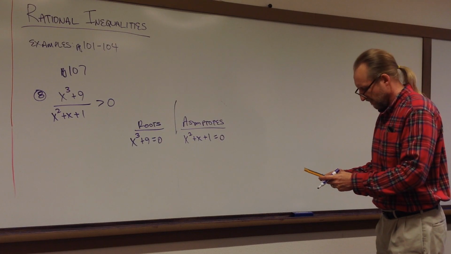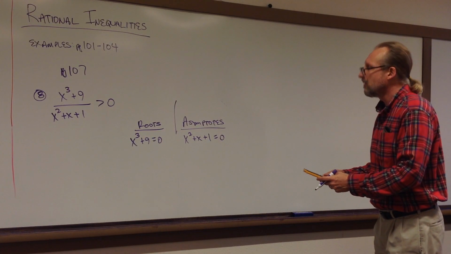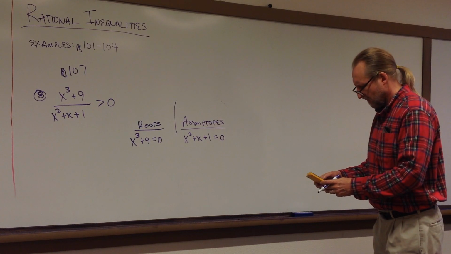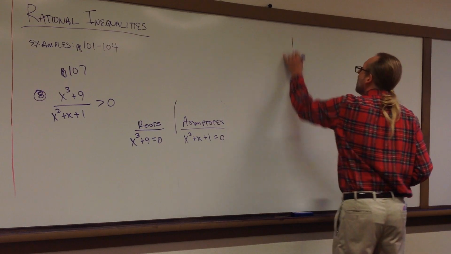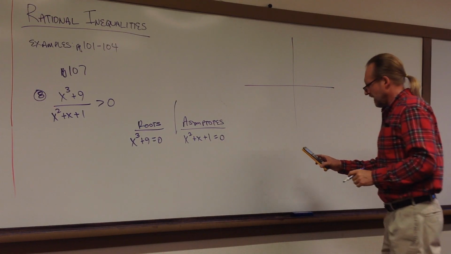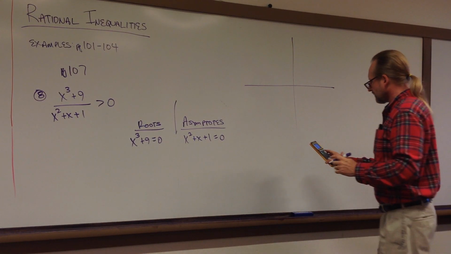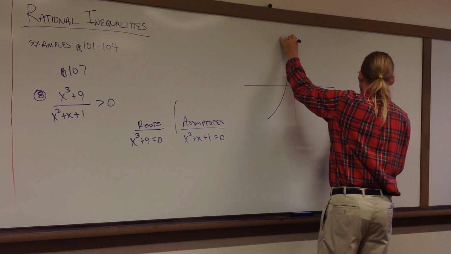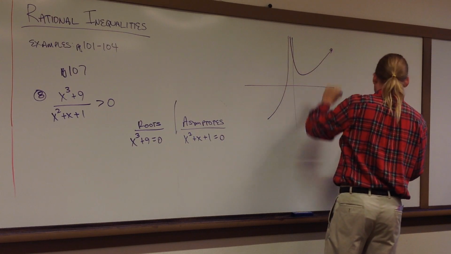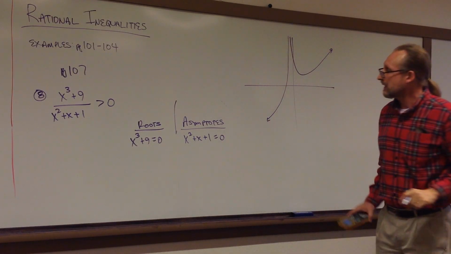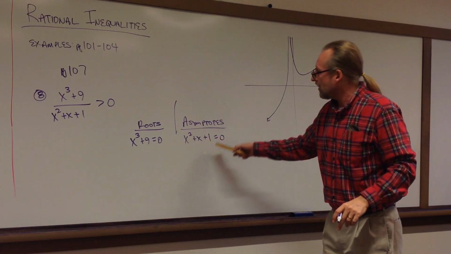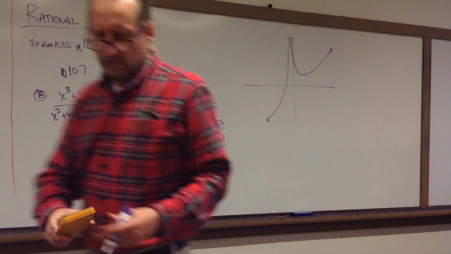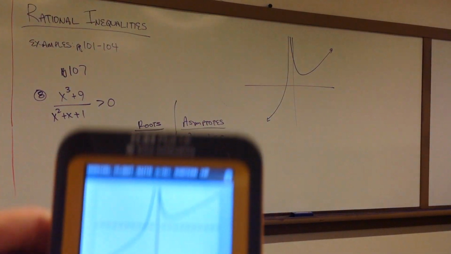X to the third plus 9 on top, x squared plus x plus 1 on the bottom. And let's see what we get here. Looks something like this. Now it almost looks like there's an asymptote there. Solving this equation will tell us whether or not there actually is an asymptote there. So let me show you what the graph looks like first on the calculator.